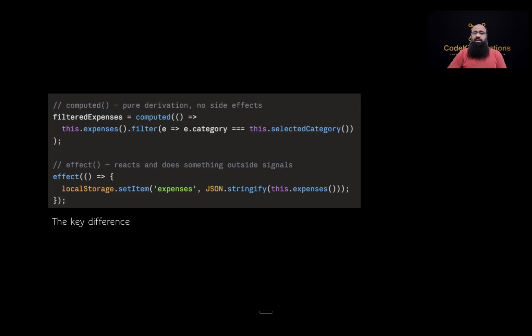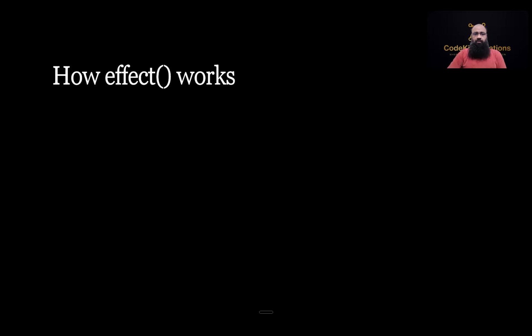So the key difference is that computed is going to return a value, and the effect is not going to return anything, but it does something which we have asked it to do. And how does this effect work?